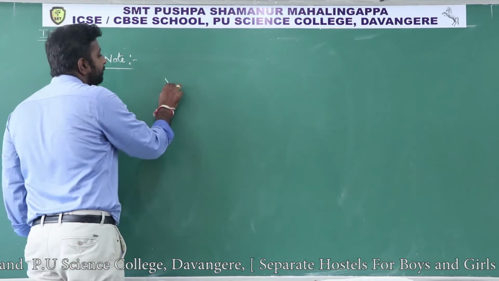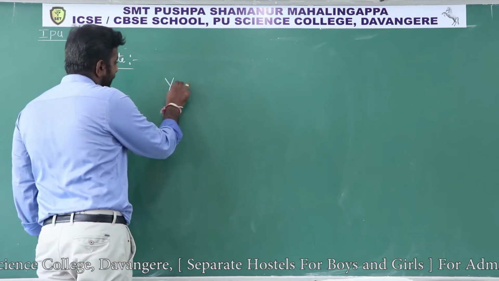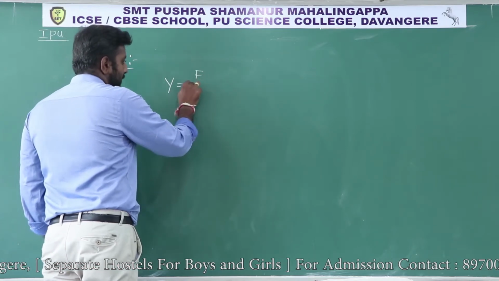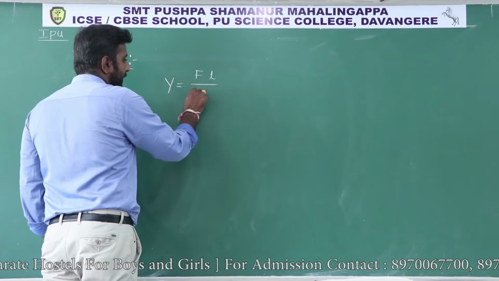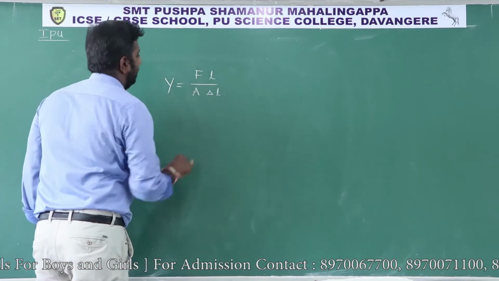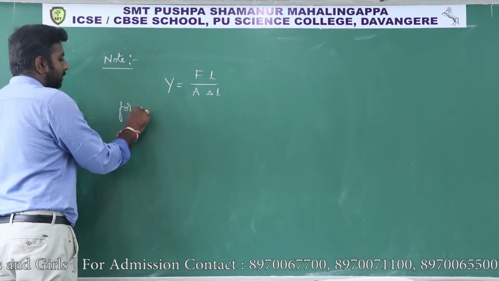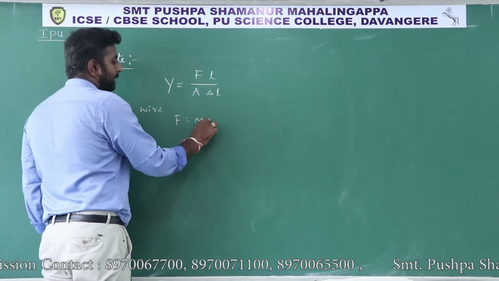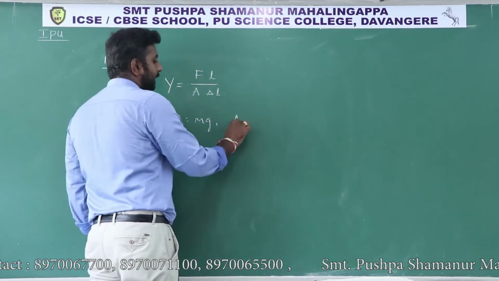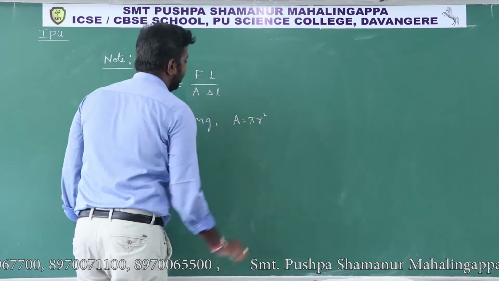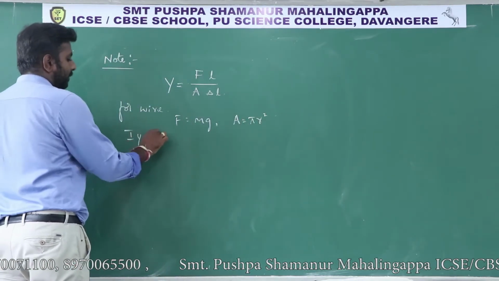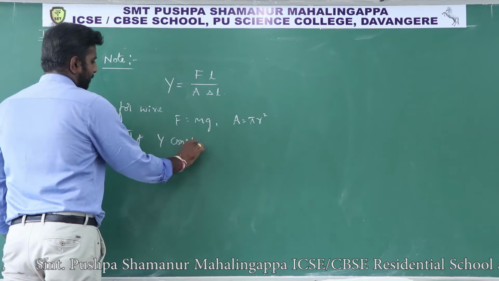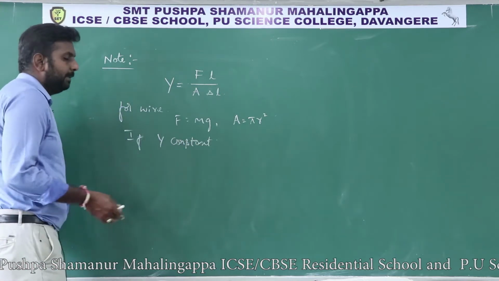You know that Young's modulus Y is equal to F L divided by A into delta L. For a wire, F you can consider as M into G, and area you can consider as pi r square. If this Y is constant, that means it does not depend upon dimensions, right, it depends upon the material.